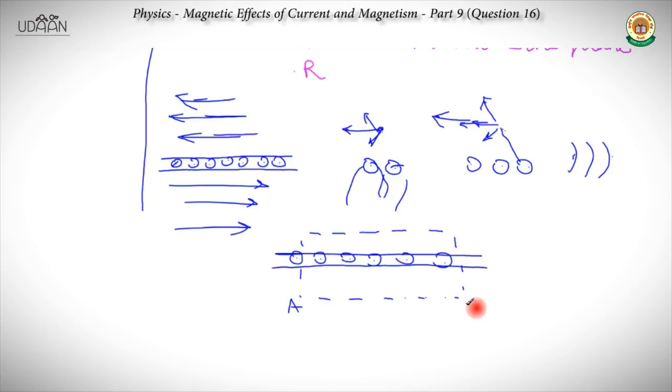Denoted by A, B, C, D, and we move in this direction. For this direction, as we had seen in the theory part, the I will be, because the thumb is pointing towards the I, coming towards us, so I will be taken positive. Now let's say this length is L.